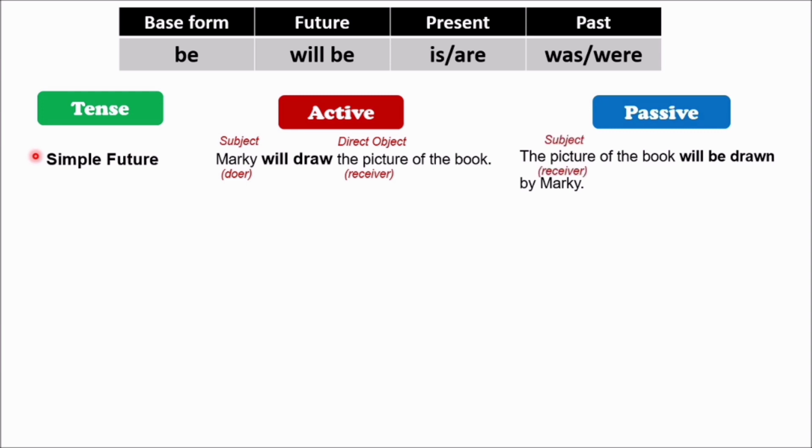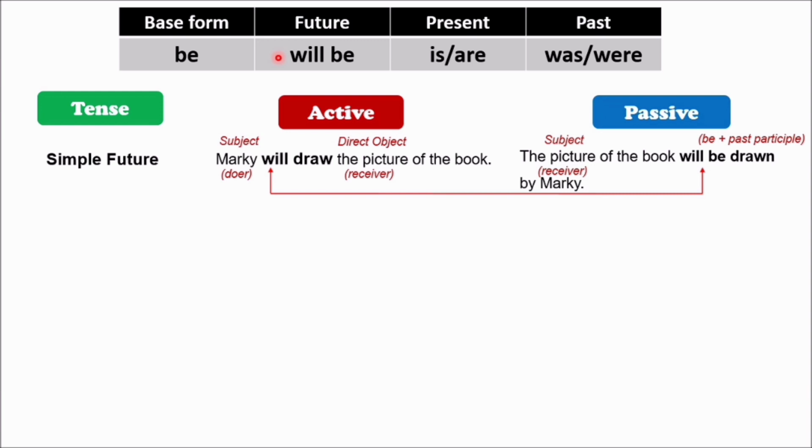Now, let's focus on the verb. It is now a combination of the verb be plus the past participle of the verb draw. What is the past participle of the verb draw? It's actually drawn, okay? Remember, in simple future, what is the future tense of the verb be? Go back to the table. It's actually will be. Therefore, we will retain the modal will. And then just write the verb be and then the past participle of the verb draw, which is drawn.